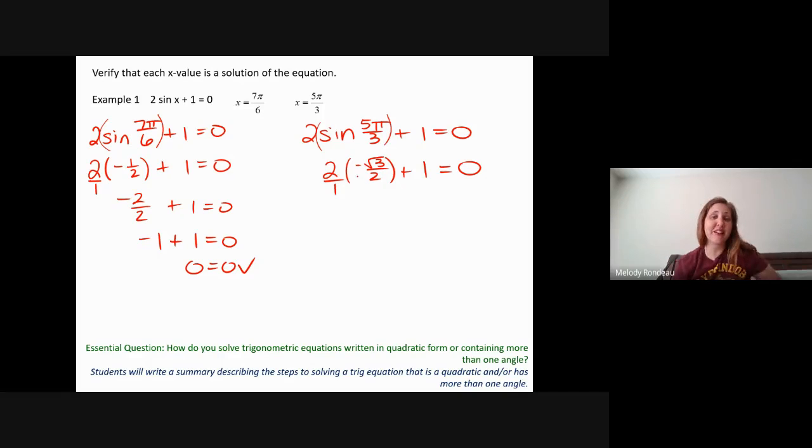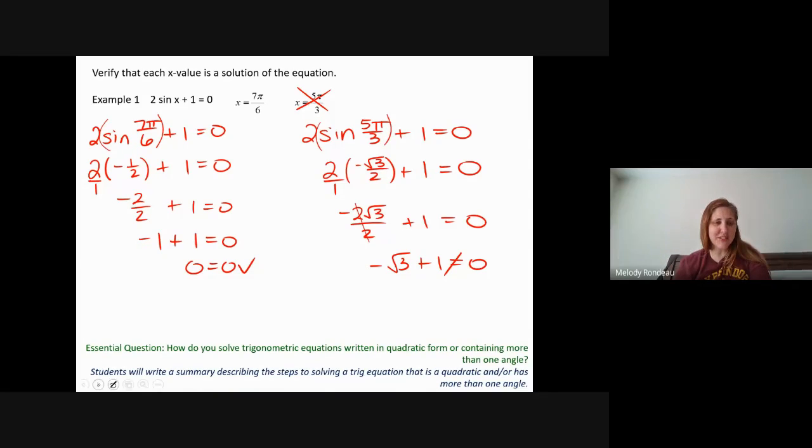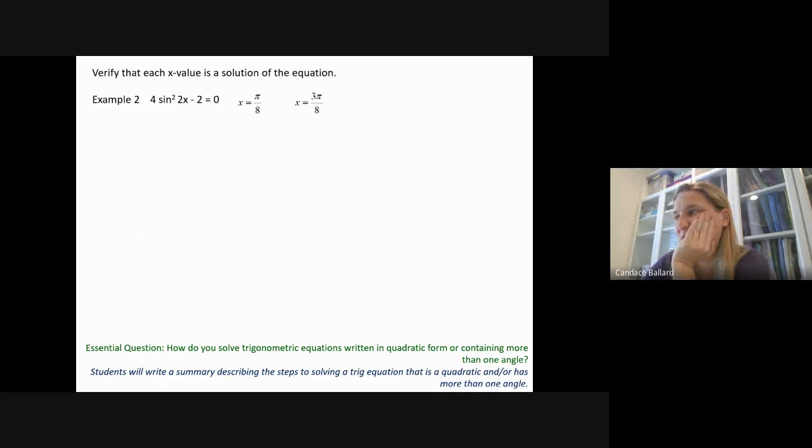If I do the same basic steps, put a 1 under my 2, I can again cross cancel, or multiply straight across. When I do this, negative 2 divided by 2, those are going to cancel. I have the negative square root of 3 plus 1 equals 0. That's not going to be true. Negative square root of 3 plus 1 does not equal 0. So this one is not a solution. It said verify, so this one would just be not a solution. Sorry, I just panicked, but it said verify if it is, so we're all right.